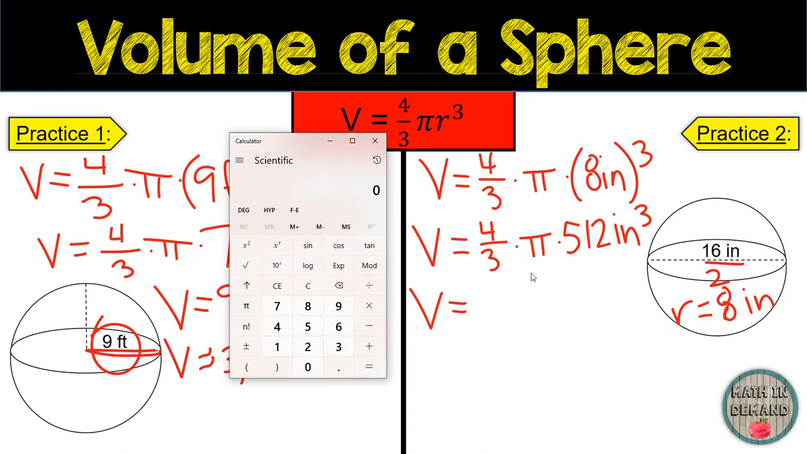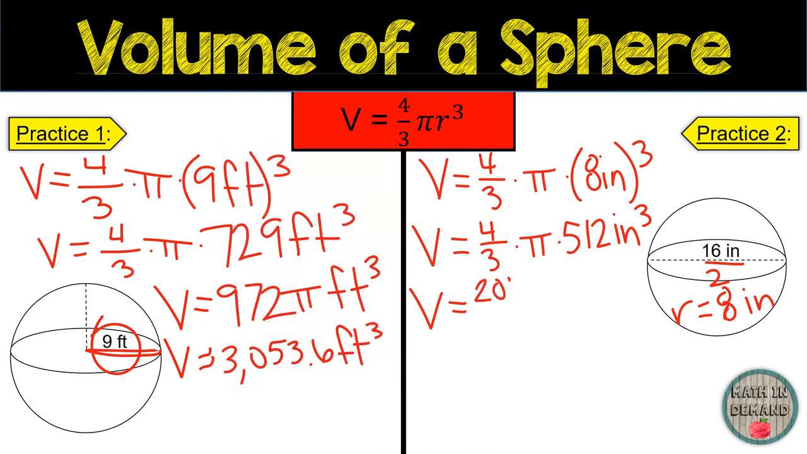So I'm going to erase that and go back to 512, multiply it by 4, and keep that as my numerator. So my numerator is 2,048. So I'm going to write 2,048 divided by 3. I'm going to bring down my pi, and I'm going to bring down my cubic inches. You can also write pi in the numerator up here because it is part of the numerator, or you can write it to the side over here. So if I was asked for exact, this would be my answer.